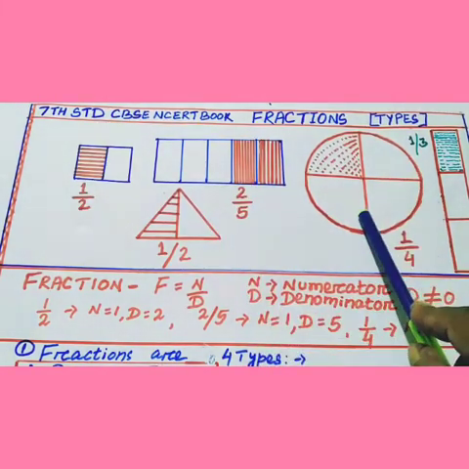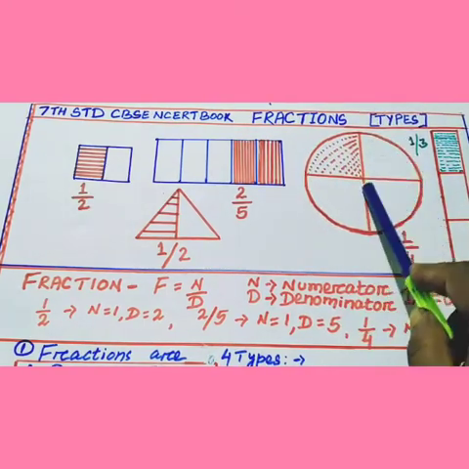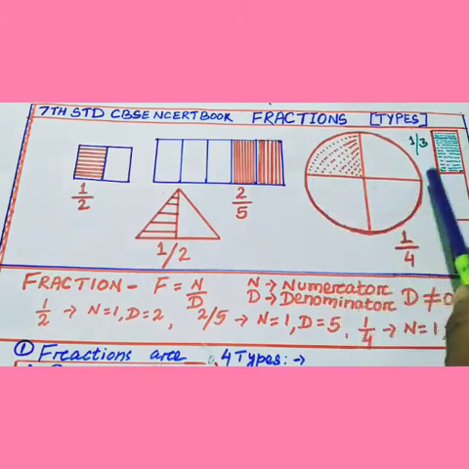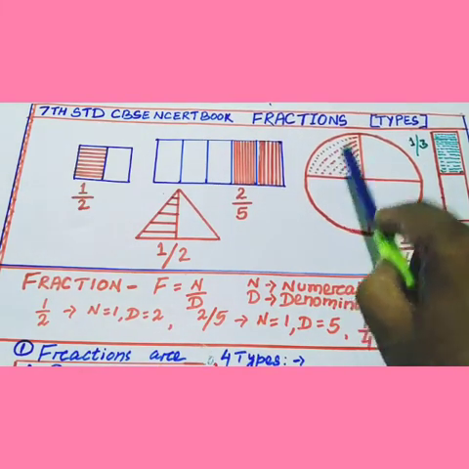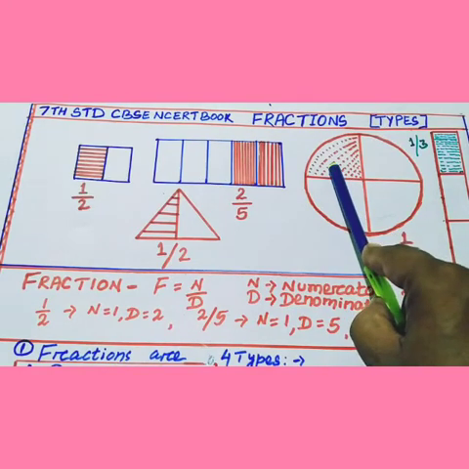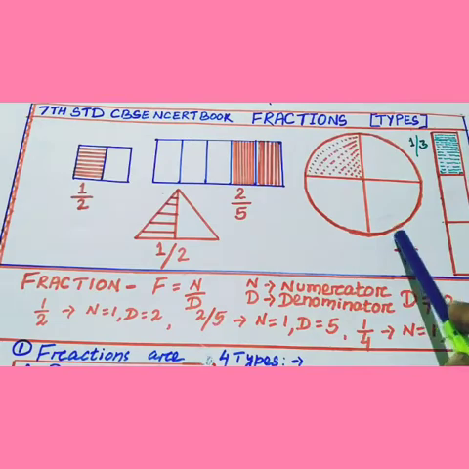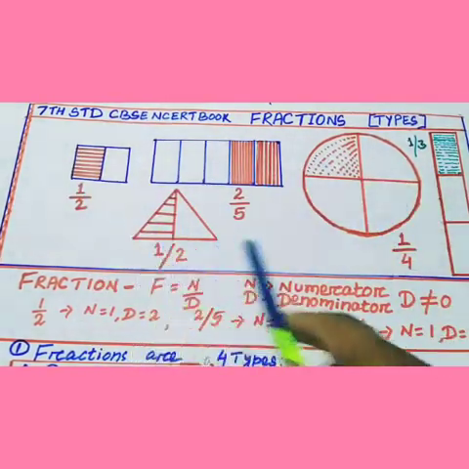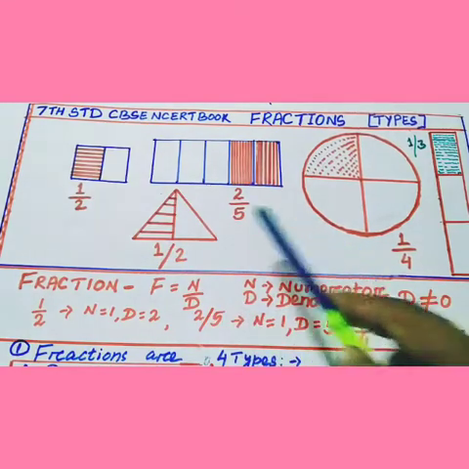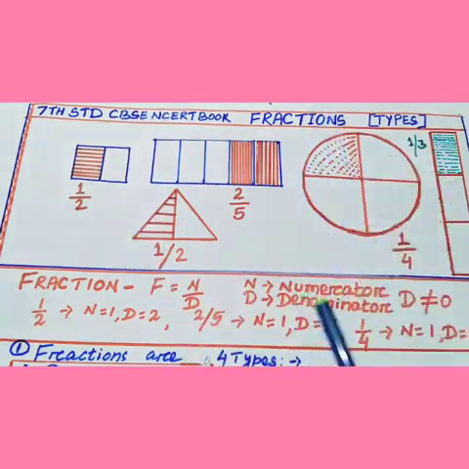Similarly, in the third picture, this is the picture of a circle. This circle is divided into 4 parts. We will take one part. So this part will be 1/4 of the whole. That means 1 by 4. So from these pictures and numerical representations, we can easily learn what a fraction is.